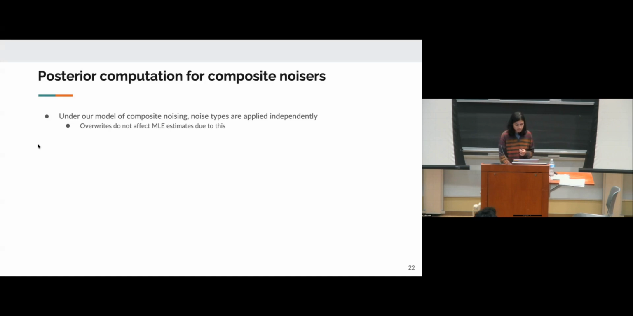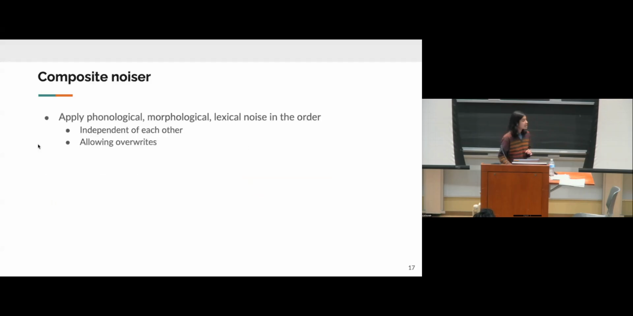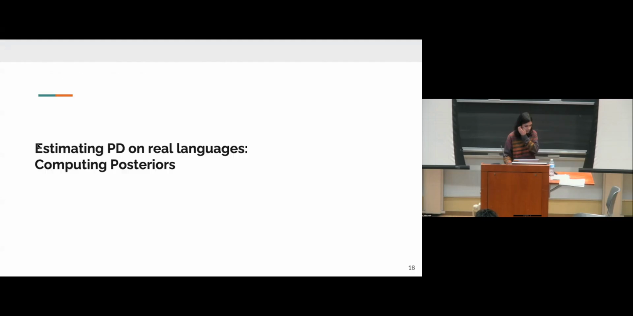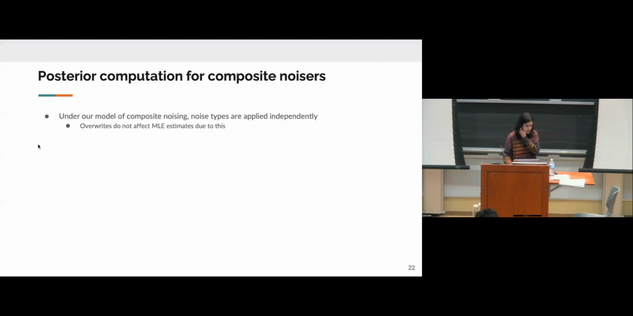But I think I might have skipped this slide by accident. But I had a note here that said that we can just compose all these noise types within this framework. And as long as we apply them independently of each other, we can do posterior computation for each individual kind of noise, basically in the same way.